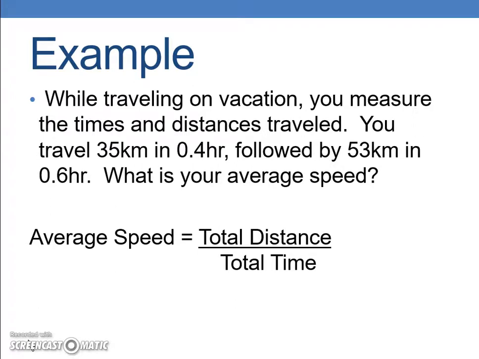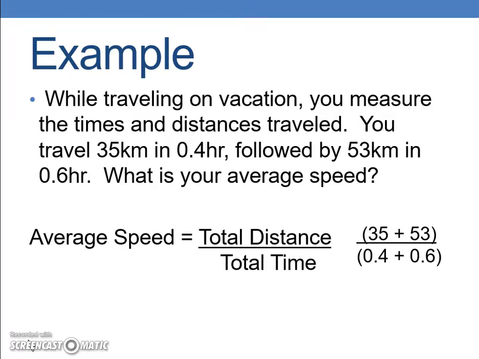Once we have that, we need our time. Our total time was 0.4 hours to start with, followed by 0.6 hours. So 0.4 plus 0.6. When you do the math for this, 35 plus 53, if you have your calculator handy, you can plug this in. 35 plus 53, you should get 88, and 0.4 plus 0.6, you should get 1.0. So 88 divided by 1 is just 88. As far as your number, 88 is the answer.